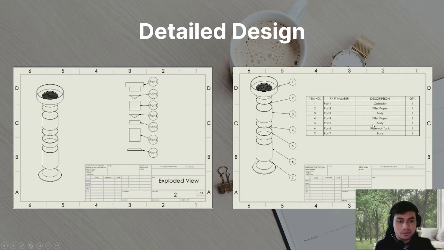And part 5 is the body. Part 6 is the reservoir tank, where the end product of the engine oil accumulates. And lastly, part 7 is the base. It is to ensure the stability of the design.